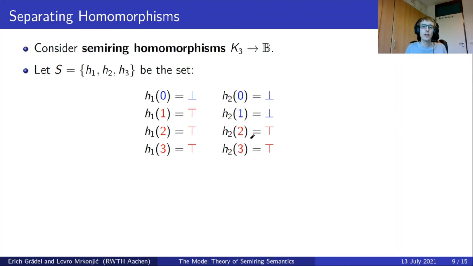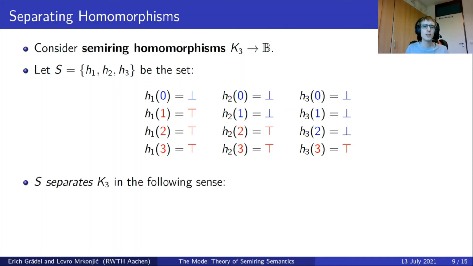And the second one splits our min-max semiring down the middle. And the third one splits our semiring here. So basically it maps 3 to true and all other semiring values to false. Now, what do we obtain here?